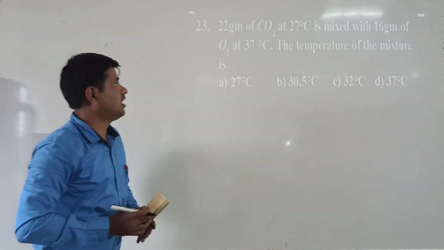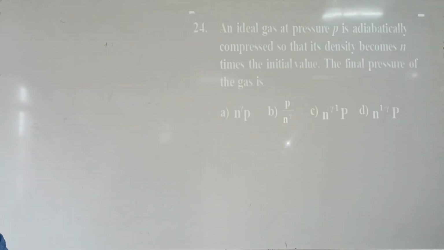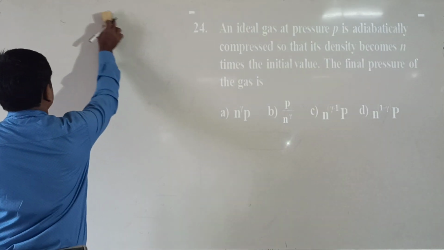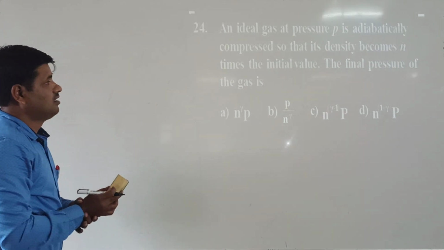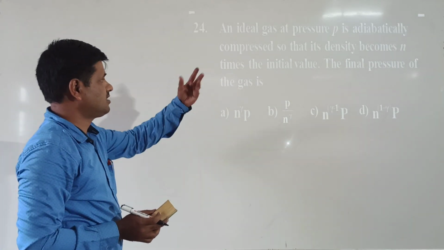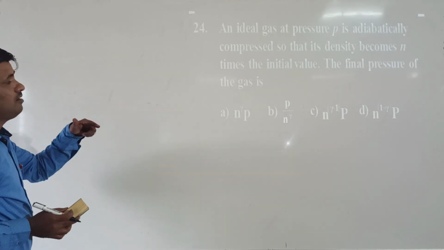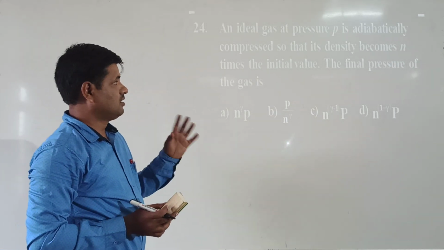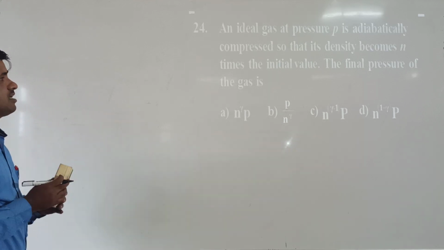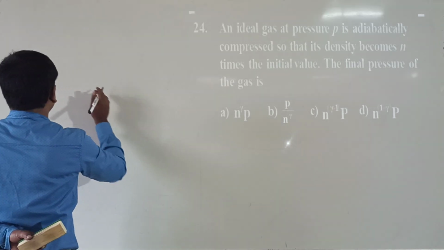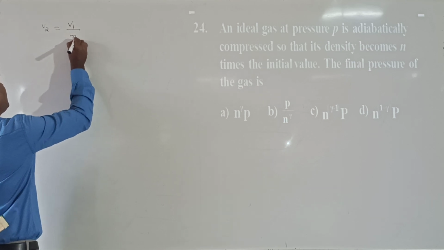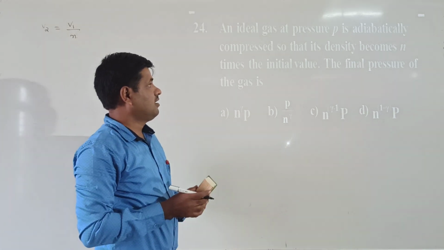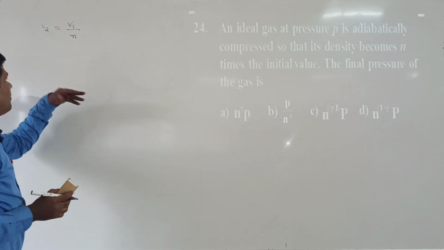Next we move to question number 24. An ideal gas at pressure P is adiabatically compressed so that its density becomes n times. Density is n times means volume becomes 1 by n times. Remember, density and volume are reciprocal to each other. So V2 is equal to V1 by n, because density n times means volume is 1 by n times.